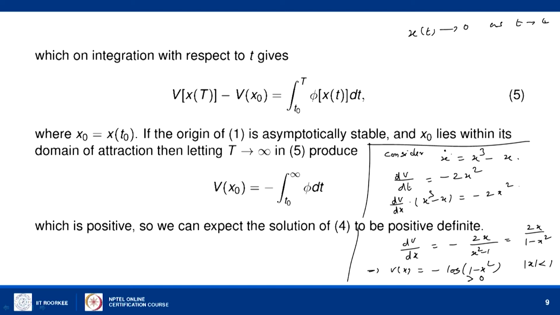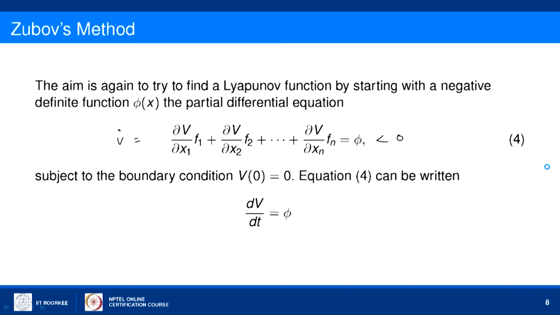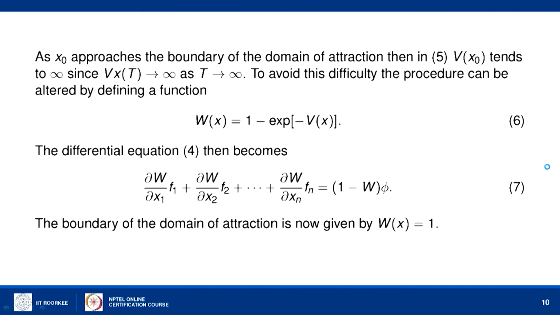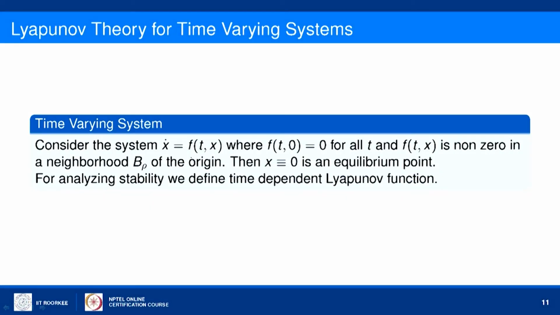So, this is our second method, and if we have more than one variable, we will get a partial differential equation like this, and it has to be solved using the Lagrange method. Now, so far we have seen the Lyapunov theory for time invariant system, that is autonomous system. Now, for the non-autonomous system, we consider the system x dot equal to f of t comma x, where t appears explicitly in the dynamical system, and f is such that f of t comma 0 equal to 0 for all t. So, in this case, this implies that x equal to 0 is the equilibrium point.